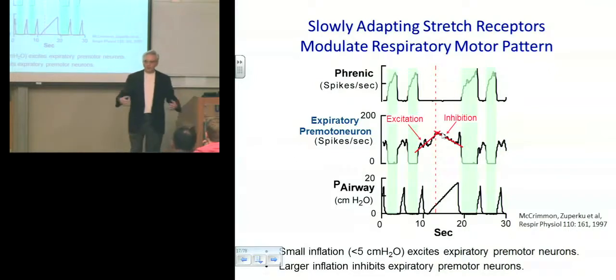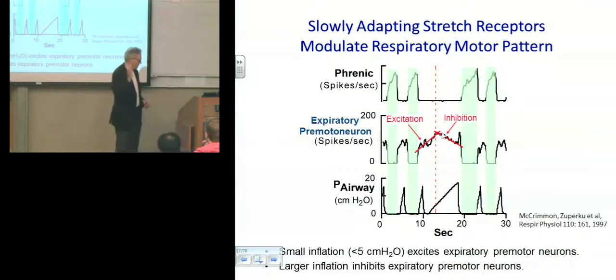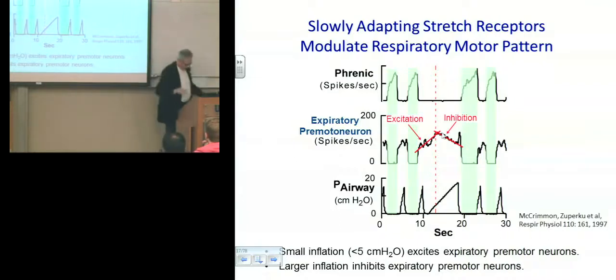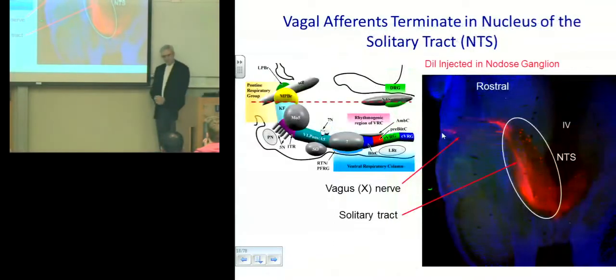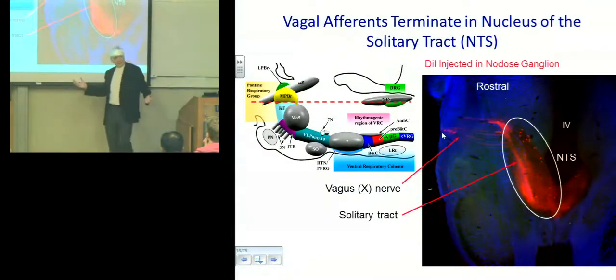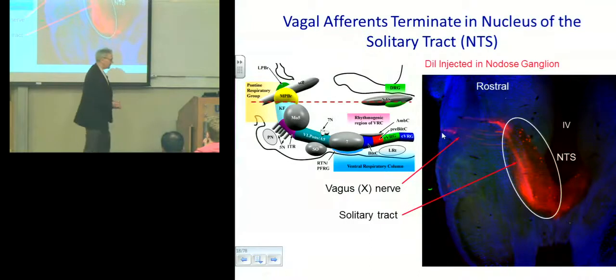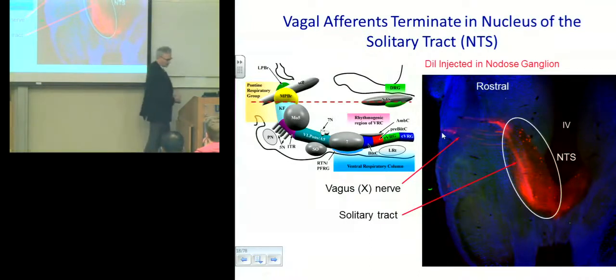That doesn't work once you get to the smaller lung volume, and now you've got to recruit expiratory muscle to get the air out. So that's a teleological argument for whatever it's worth, but it's the only way we can sort of think about how this thing makes sense. But it is the way it is. So mapping out the central pathway for this has been kind of fun.